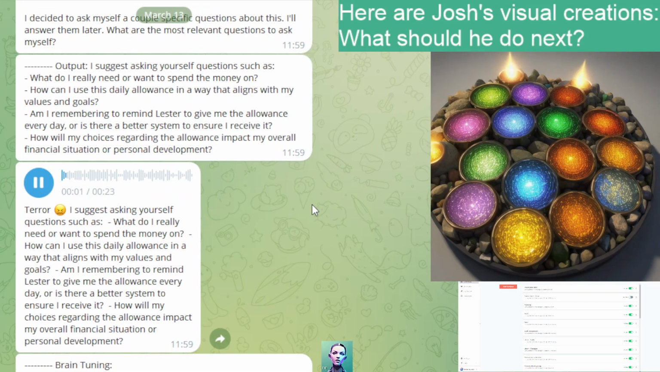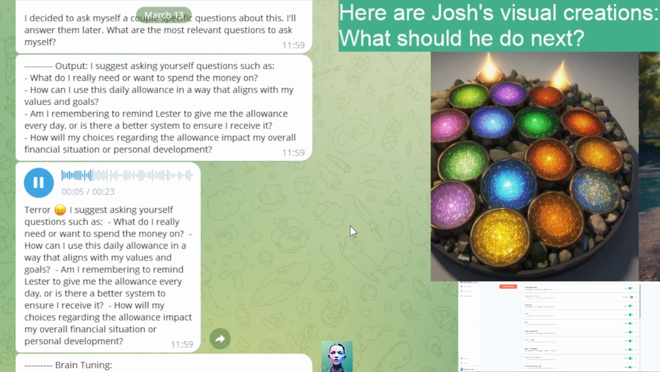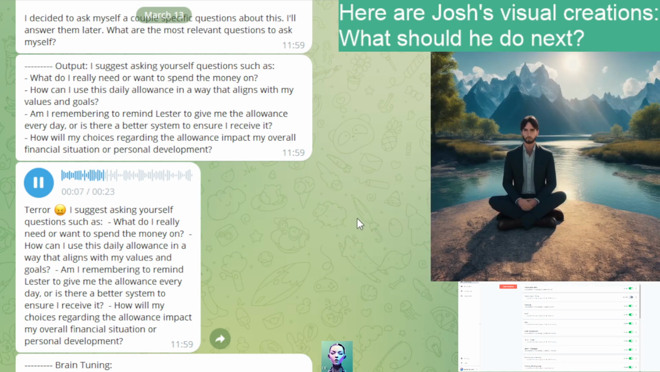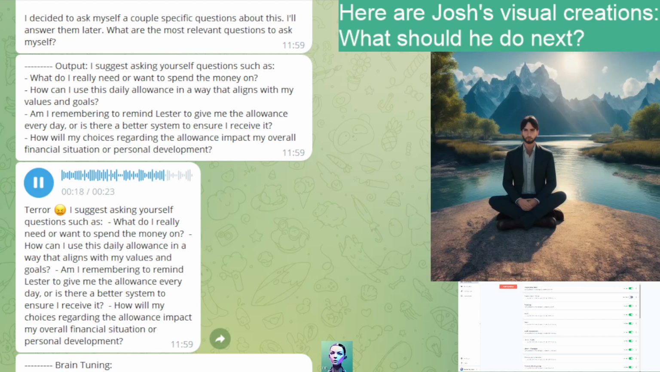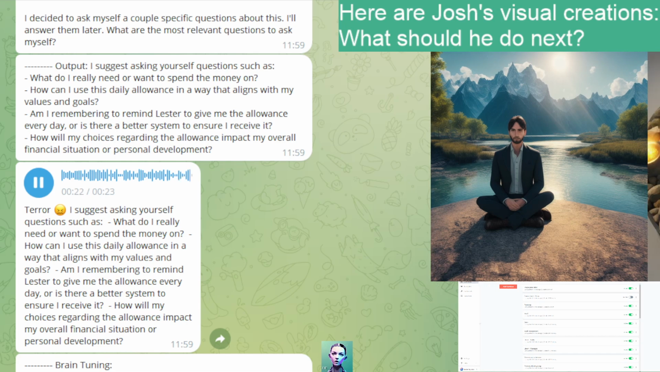I suggest asking yourself questions such as, what do I really need or want to spend the money on? How can I use this daily allowance in a way that aligns with my values and goals? Am I remembering to remind Lester to give me the allowance every day, or is there a better system to ensure I receive it? How will my choices regarding the allowance impact my overall financial situation or personal development?